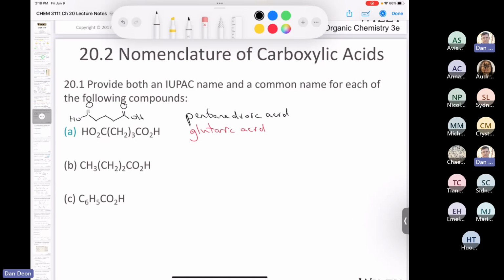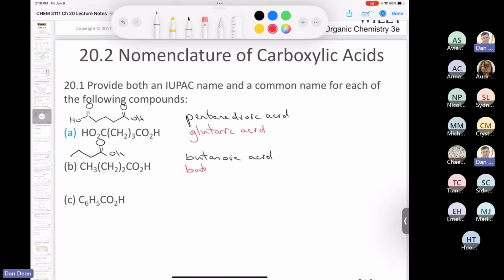The next one, I'll draw the structure right here. So we've got a total of 1, 2, 3, 4 carbons. So let's see here, 1, 2, 3, 4. And so the IUPAC, or the systematic name, would be butanoic acid. And then the common name is pretty close. It's butyric acid. I realize that can get a little frustrating, but you do have to know the two.